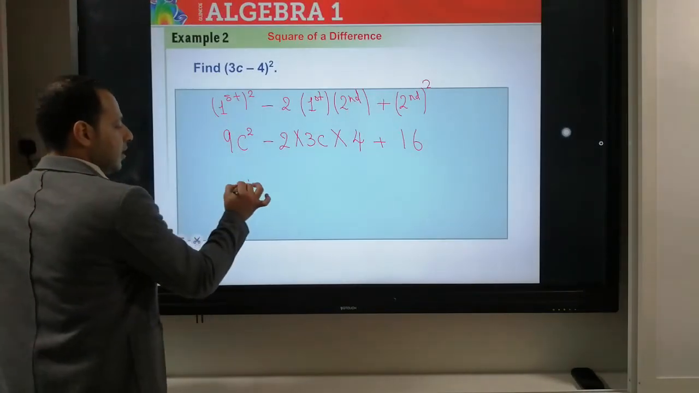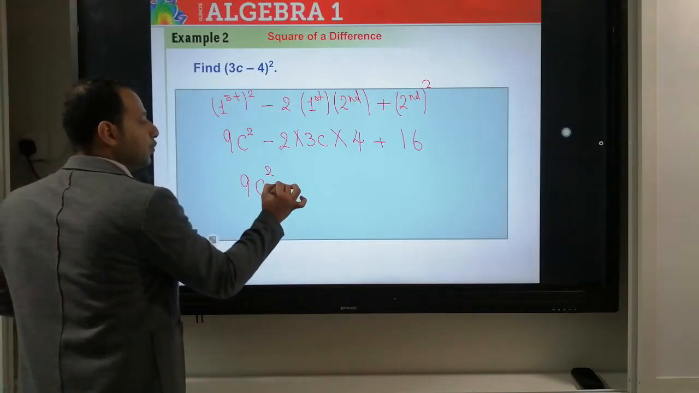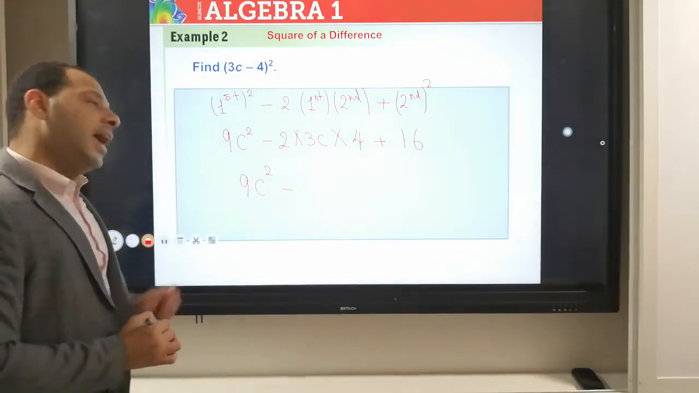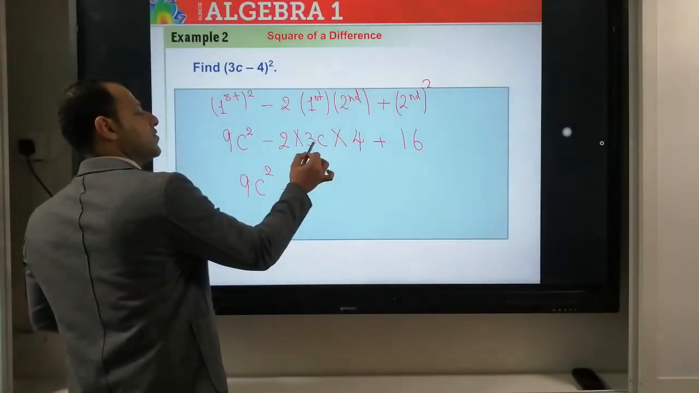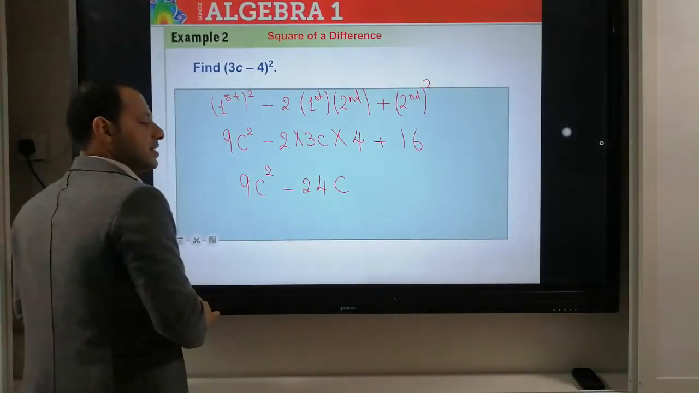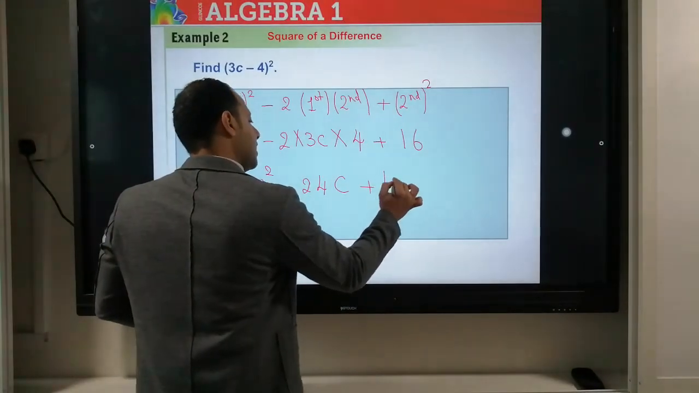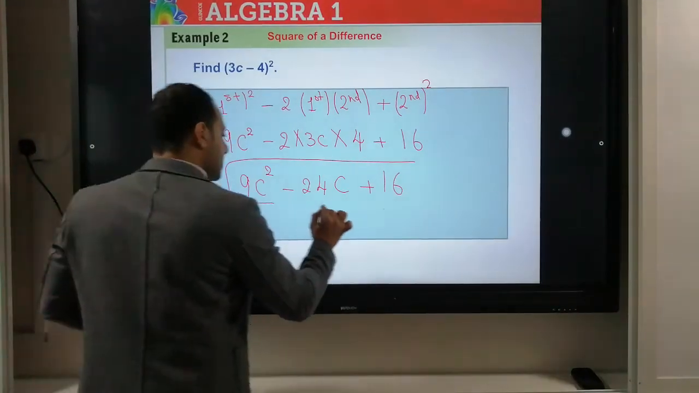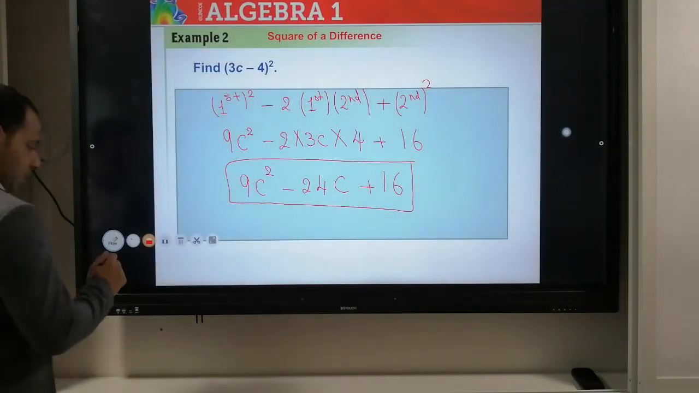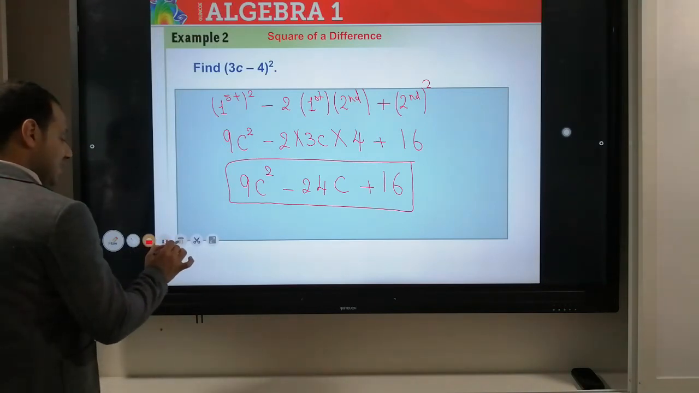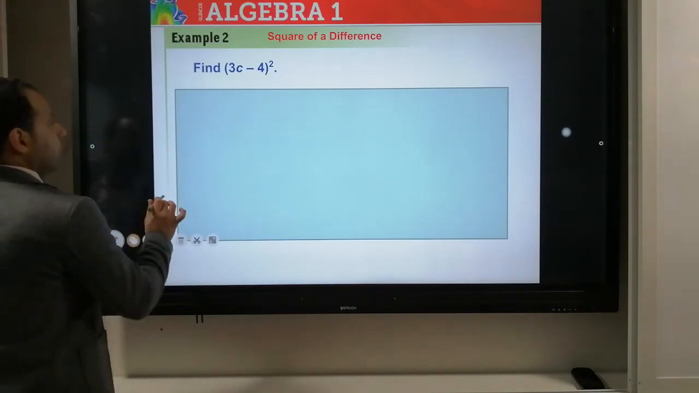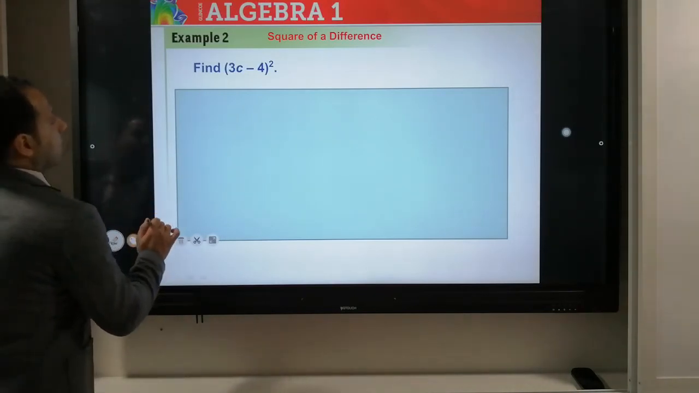Excellent. After that, 9c power 2 minus what? Excellent, it's 24. Here we have 6 and here we have 4. 6 times 4 equals 24. So 9c power 2 minus 24c plus 16. This is our answer. Okay, so we have the answer as you see. We go to the last problem.